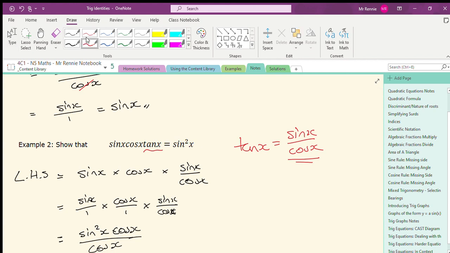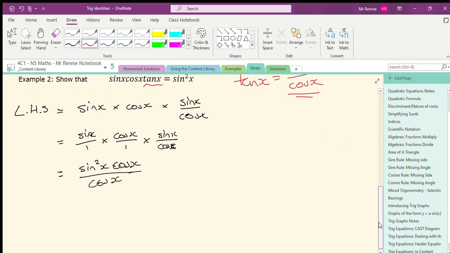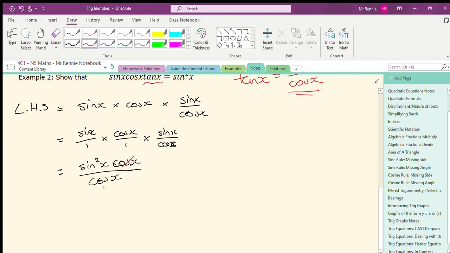Then similarly, like above, we can see we've got some simplifying to do, so I'm going to cancel the cos x with that cos x there. That would then leave me with what's on the top, sine squared x over 1. If I divide by 1, it just stays the same, so I'm left with sine squared x, which is what I was asked to show.